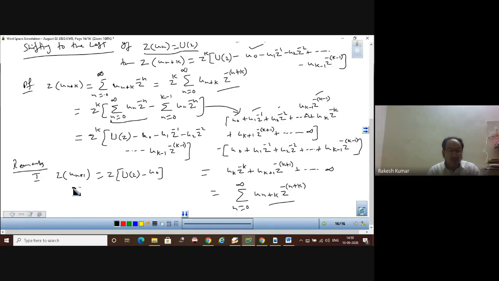And for the second remark, you can find the z transform for k equal to 2. That will be z square U(z) minus u_0 minus u_1 z inverse, up to this second term. Similarly, we can find out the Z transform of u_(n+3). It means that by using the property of shifting to the left, we can find out whatever Z transformation we require.